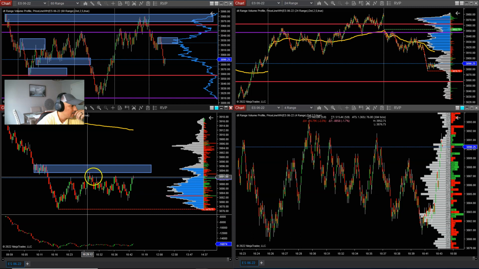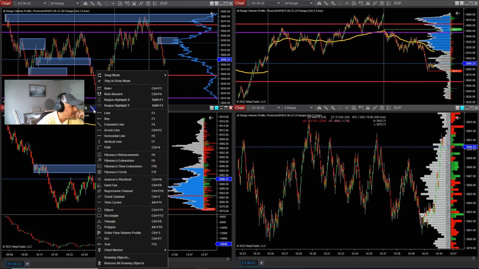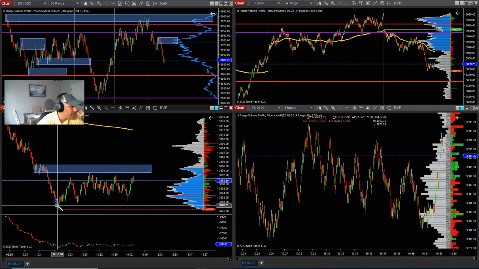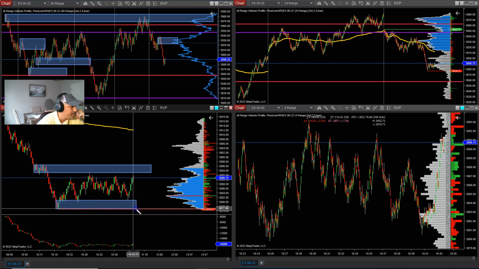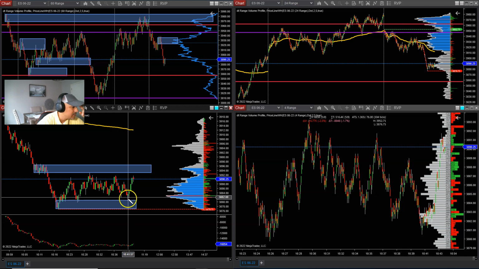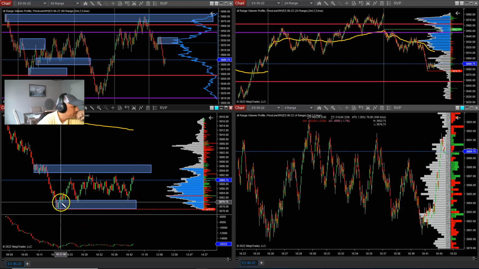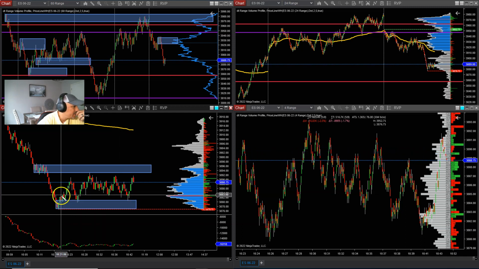Price came back to this area right here, which is demand sitting right here. Pulls back into it, taps into it, go long. So that's what I did.